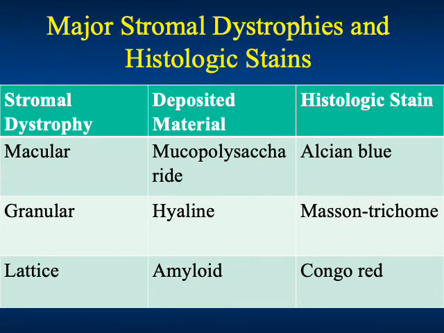This is to summarize the major stromal dystrophies and the histological stains. For macular dystrophy, the deposited material is mucopolysaccharides stained by alcian blue. As for granular dystrophy, the deposited material is hyaline, which is shown by Masson trichrome stain. Lattice dystrophy, it is amyloid material deposited, stained by Congo red stain.